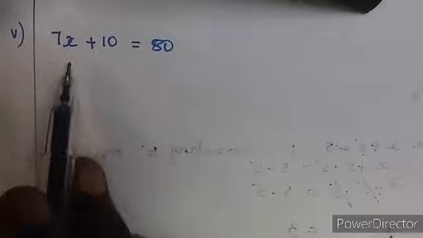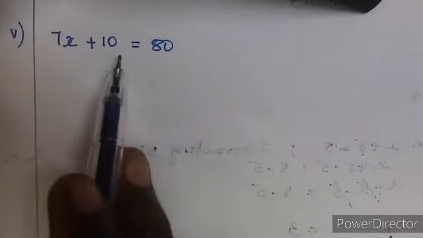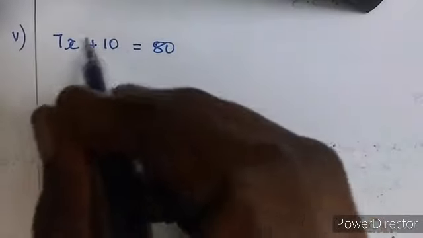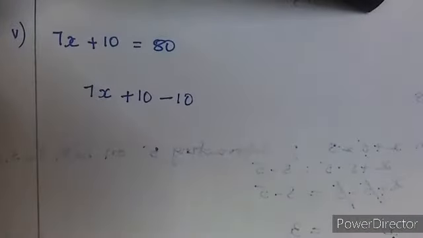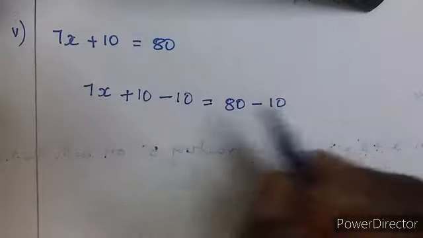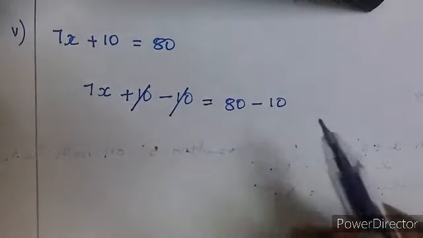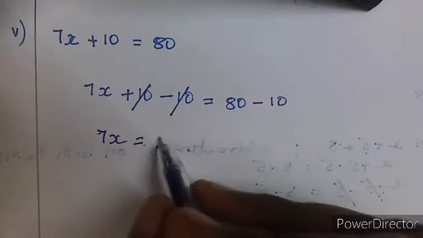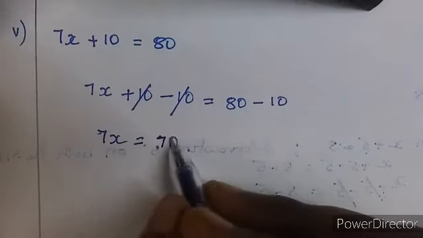Substitution 5: the given expression is 7x plus 10 equal to 80. First step, subtracting 10 on both the sides. So plus 10 minus 10 equal to 80 minus 10. The plus 10 minus 10 we can cancel. So 7x equal to 80 minus 10, 70.